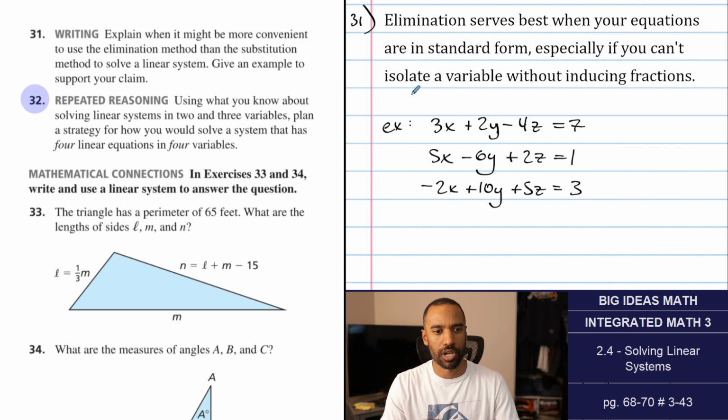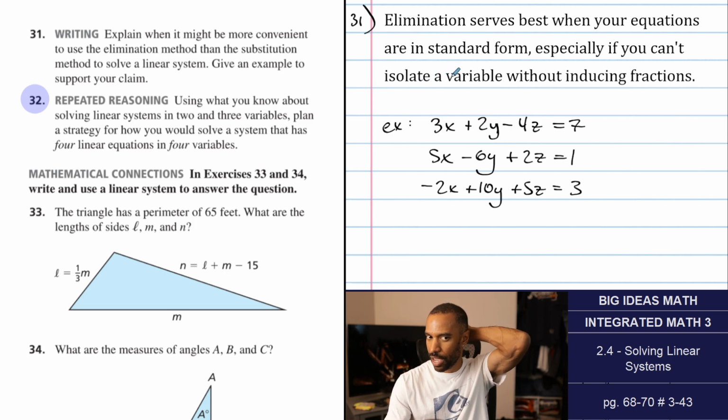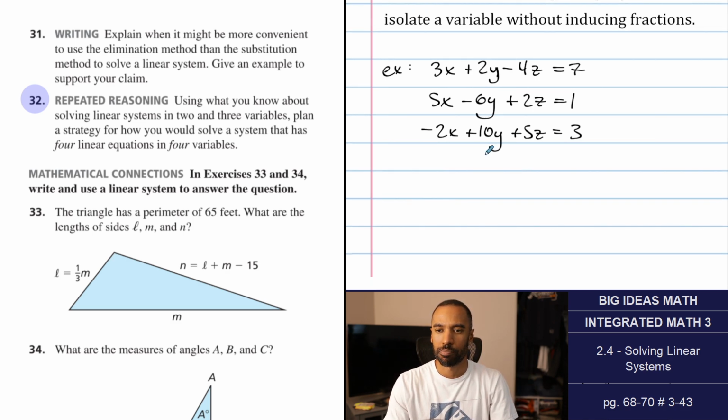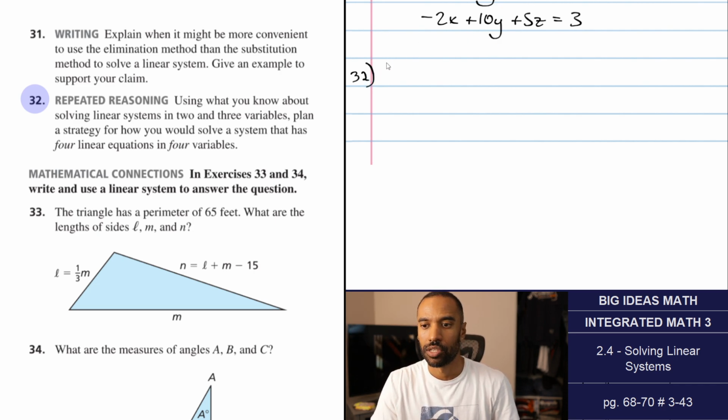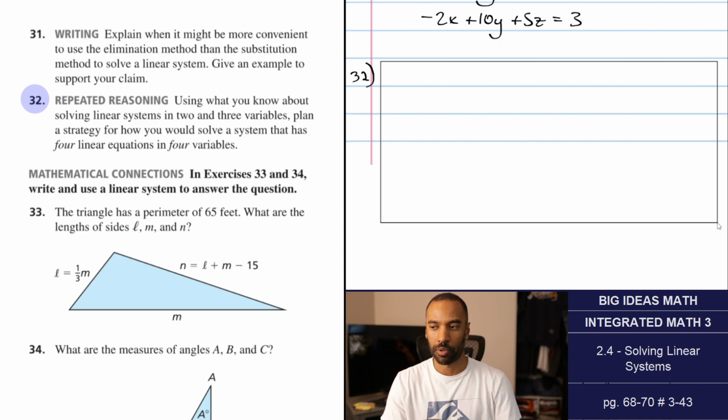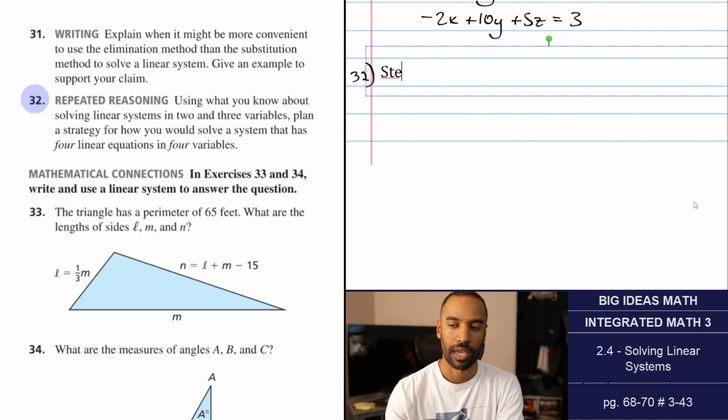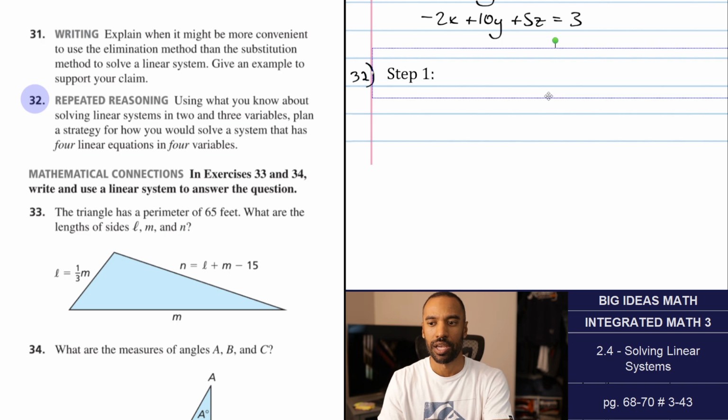Using what you know about solving linear systems in 2 and 3 variables, plan a strategy for how you would solve a system that has 4 linear equations in 4 variables. Well, it says plan a strategy. So you can probably write the plan the same way as they did in the notes, which is step 1, step 2, whatever. But we're not going to actually solve it. But imagine if you had 4 variables, you'd probably say w, x, y, and z. Okay, so step 1 is really this.